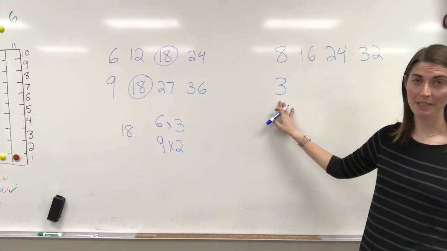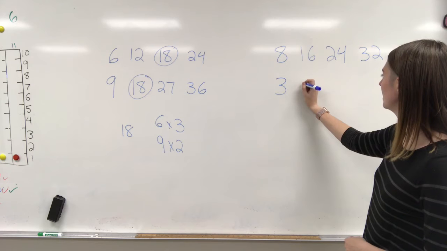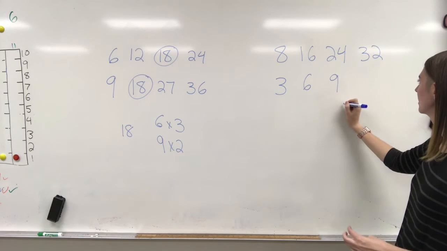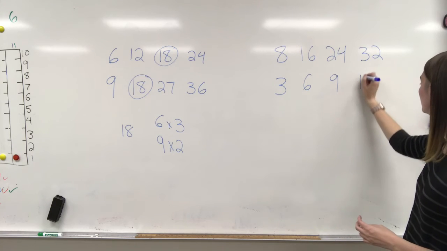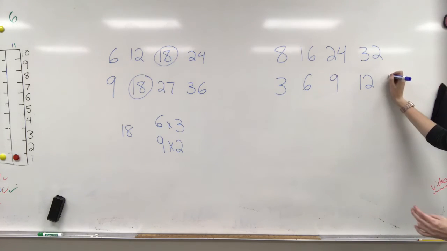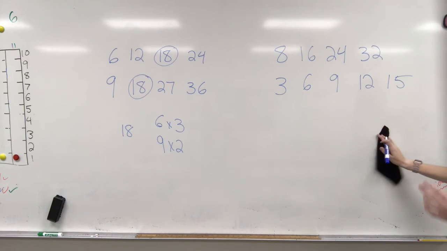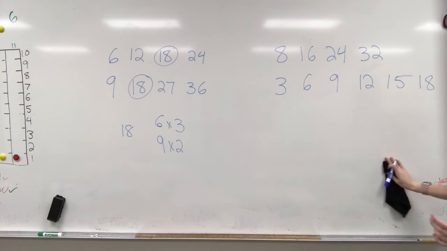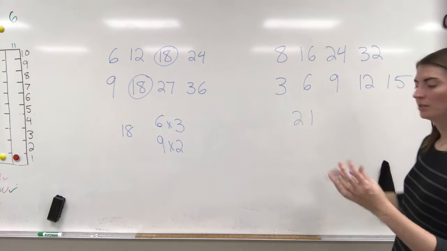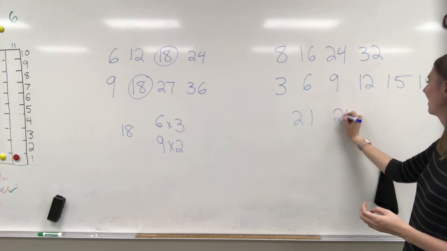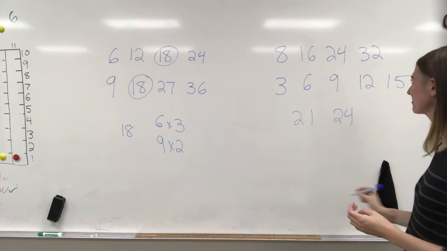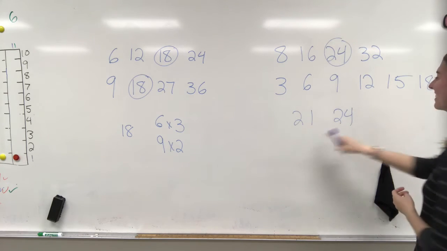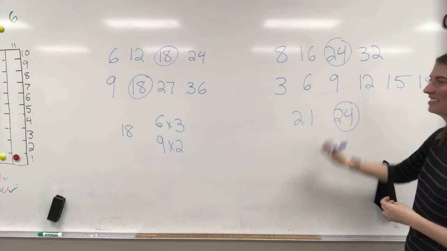Multiples of 3, or counting by threes. 3 and 3 is 6. 3 more is 9, 12, 15, 18, 21. Ooh, this one's going really long. 24. There we are. So for 8, we have a 24, and for 3, we have a 24.